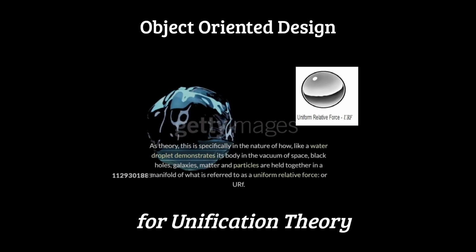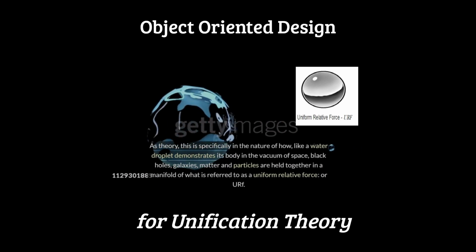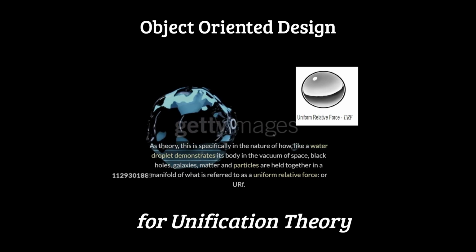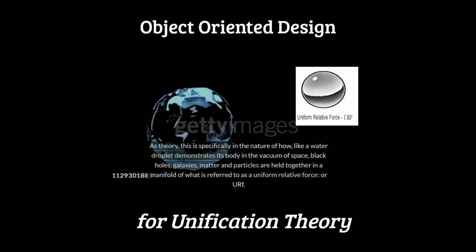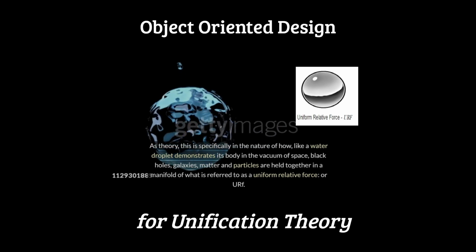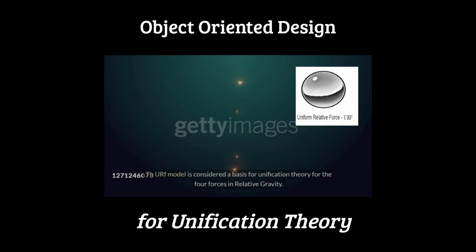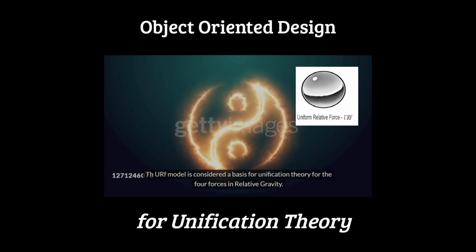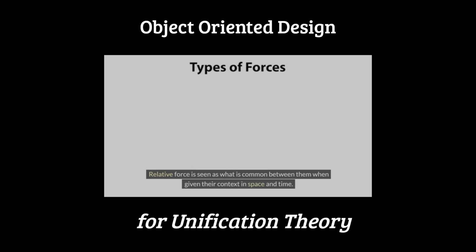As theory, this is specifically in the nature of how, like a water droplet demonstrates its body in the vacuum of space, black holes, galaxies, matter and particles are held together in a manifold of what is referred to as a uniform relative force, or earth. Earth model is considered a basis for unification theory for the four forces in relative gravity. Relative force is seen as what is common between them when given their context in space and time.